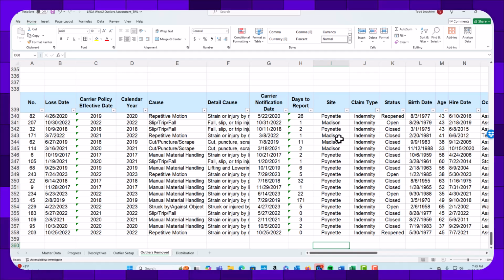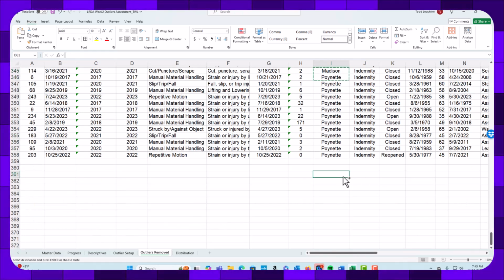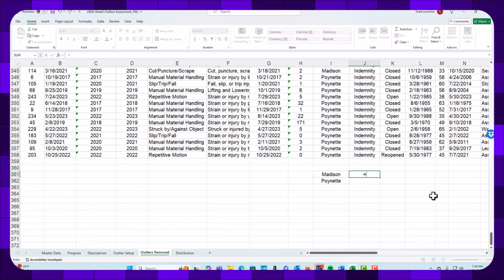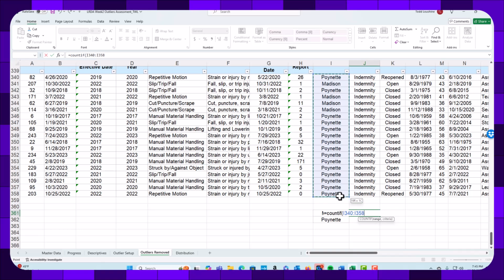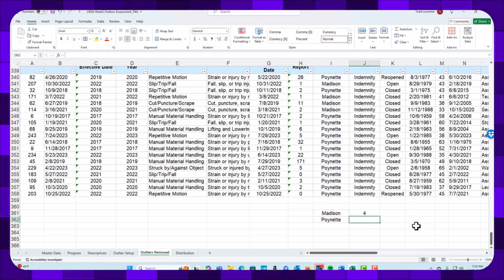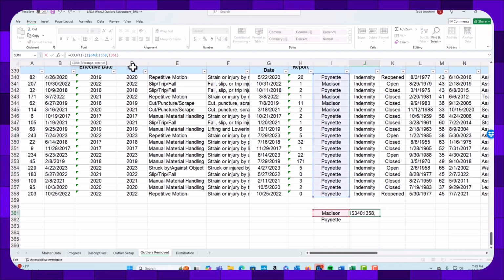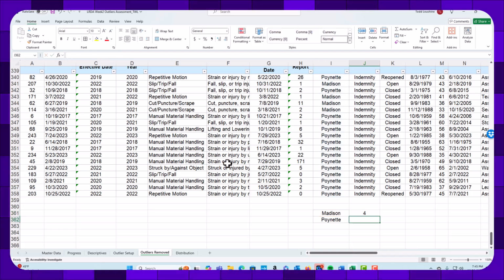Let's get the site first. So here's what I'm going to do. I'm going to go Madison, Poynette. I'm going to copy, and paste it down here. Then I'm going to go equal COUNTIF. If you remember that, COUNTIF, and then it's range and criteria. Here I'm going to highlight it, hit comma, click on the cell that has Madison, hit return. Then I'm going to go back and freeze the row numbers by putting a $ in front of them, and then just click and bring it down. 19, yeah.